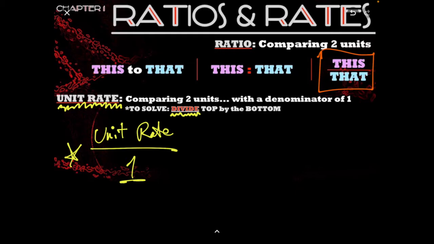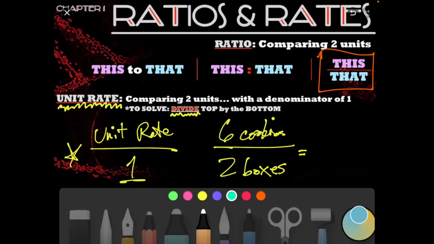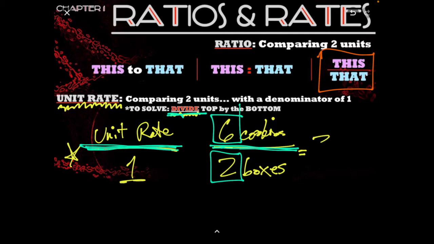So if they said there are 6 cookies in 2 boxes, and you want to know how many cookies there are per box, per means divide. Fraction bar means divide. So all you have to do is divide your top by your bottom. Anytime you want a unit rate, that's all it takes. You take 6 divided by 2, and we know that we have 3 cookies per box. So there are 3 cookies in each box.